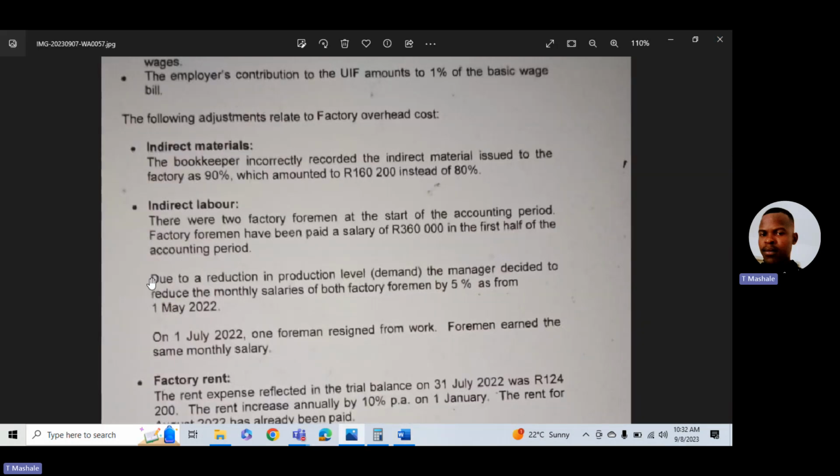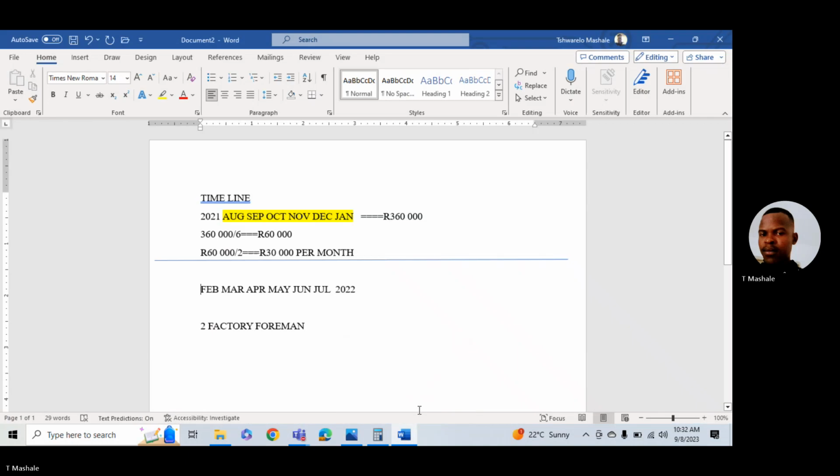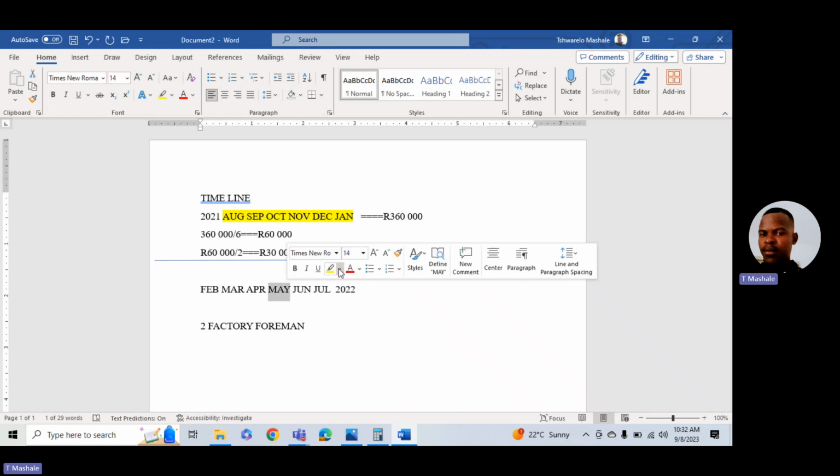They tell us that due to a reduction in production level, the manager decided to reduce the monthly salaries of both factory foremen by 5% as from the 1st of May 2022. So from the 1st of May 2022, they decide that they need to reduce by 5%. That is from here, from the 1st of May.